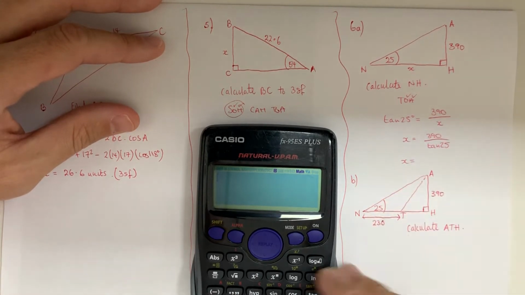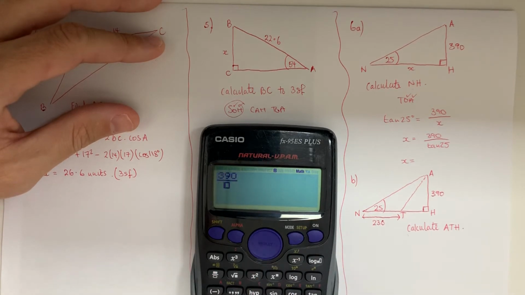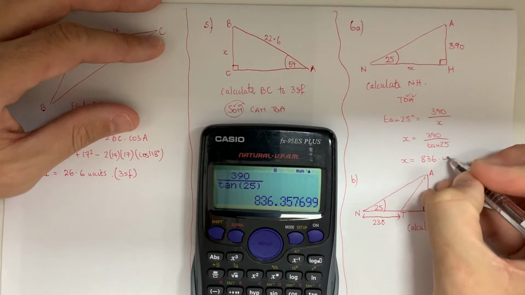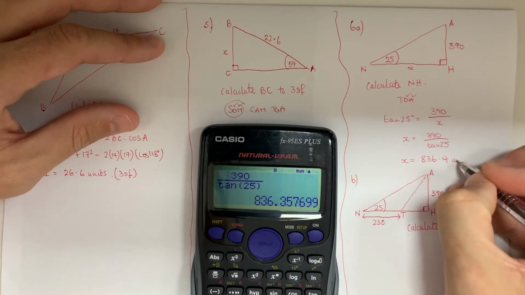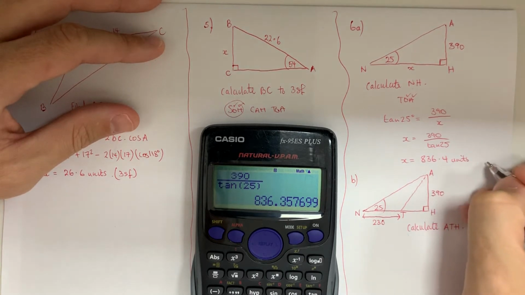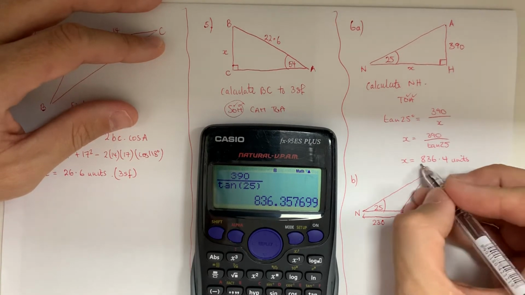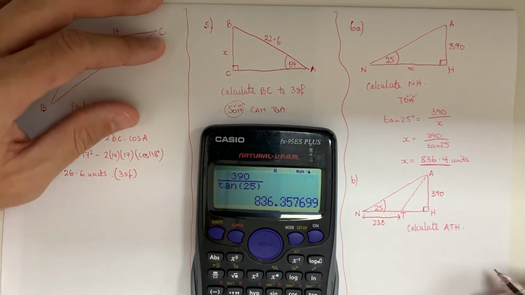So X is equal to 390 divided by tan 25. And that gives me 836.4 units. Now I could just write that as 836 to 3 significant figures, but I'm going to use this in my next part, so I'm going to keep it like that.